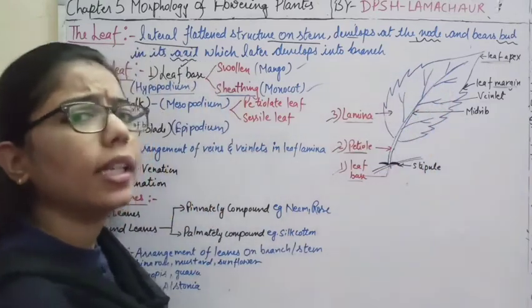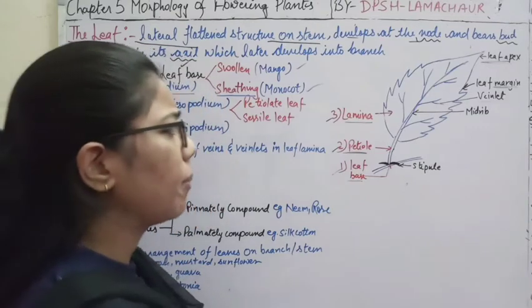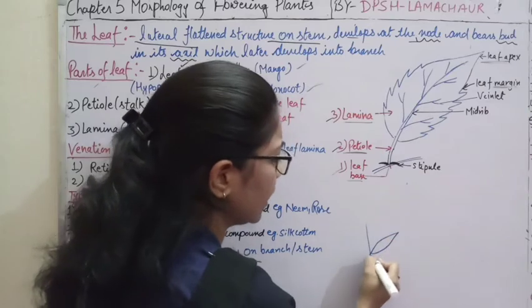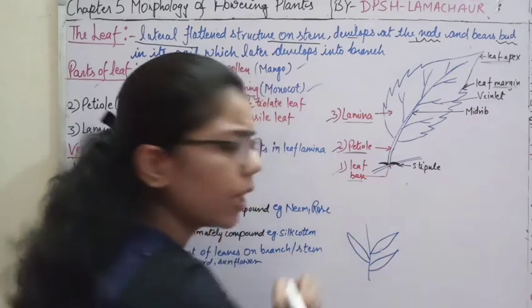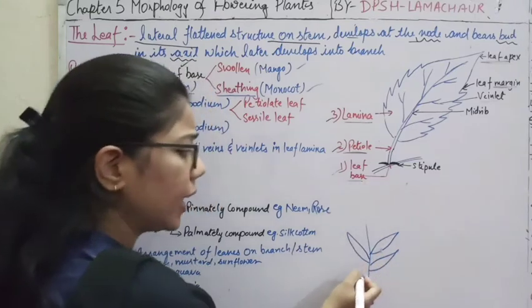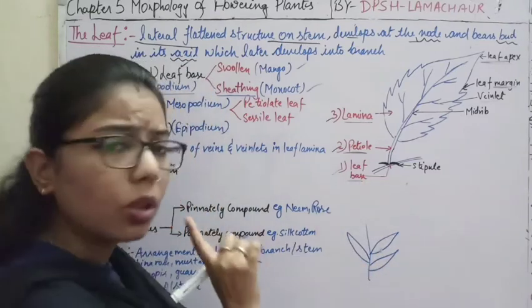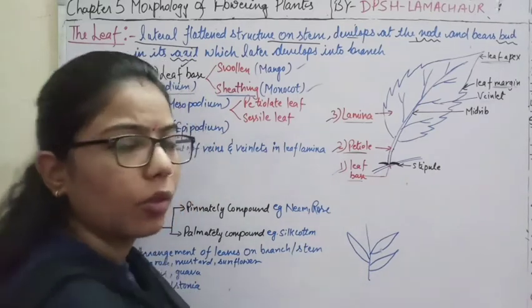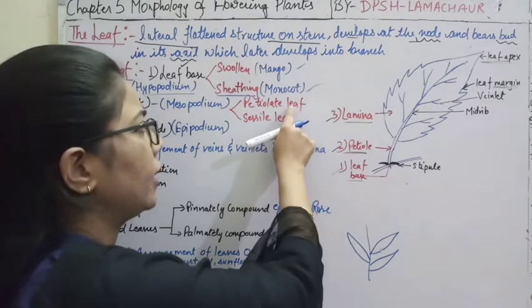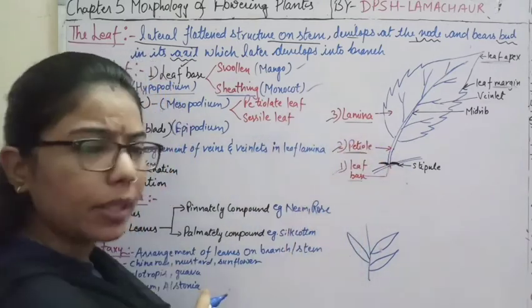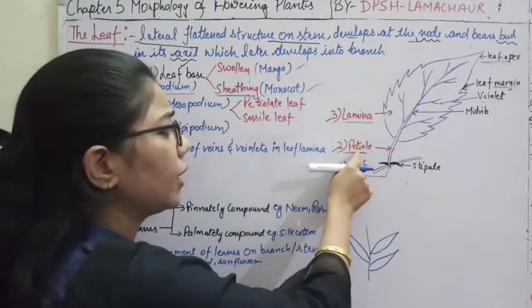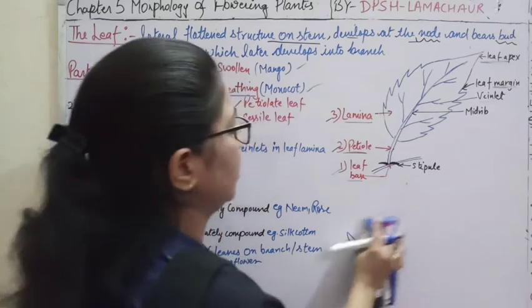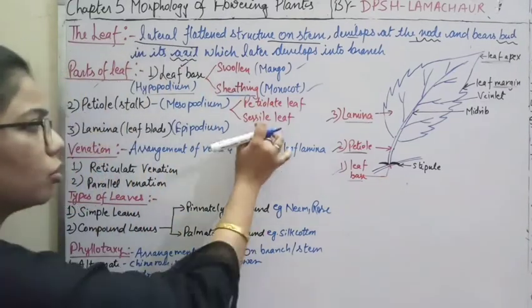But in some cases, the leaf is directly arising from the stem, and there is no stalk. At that time you will say it is a sessile leaf. Petiolate means the petiole is present, and sessile leaf means the petiole is absent. Now we have done the comparison between these two also.